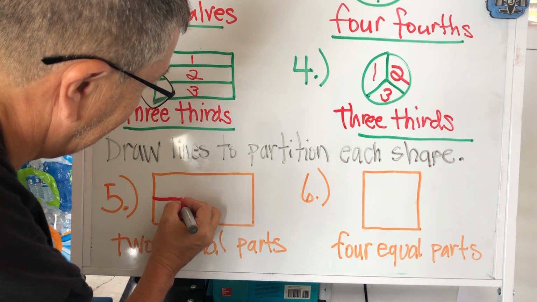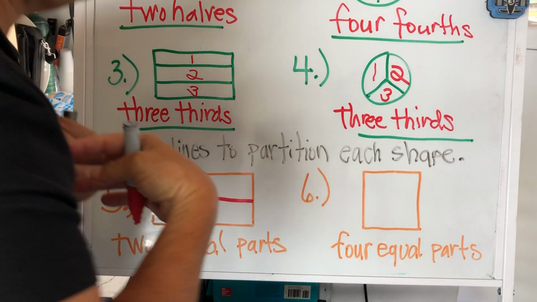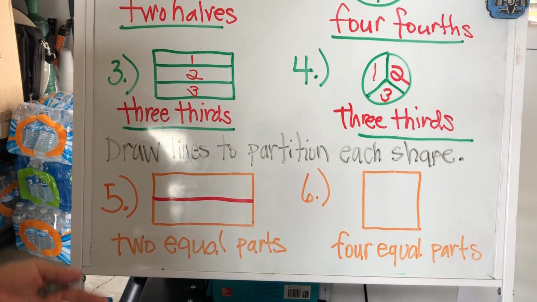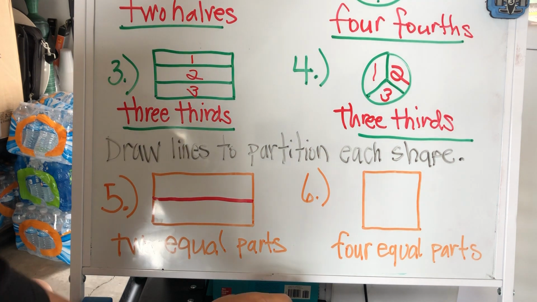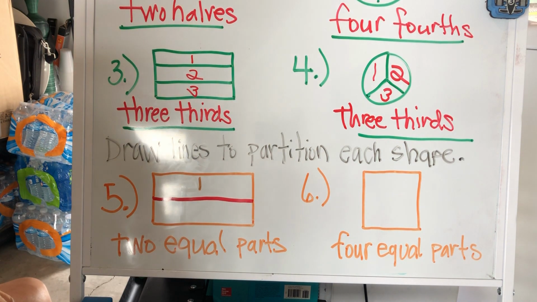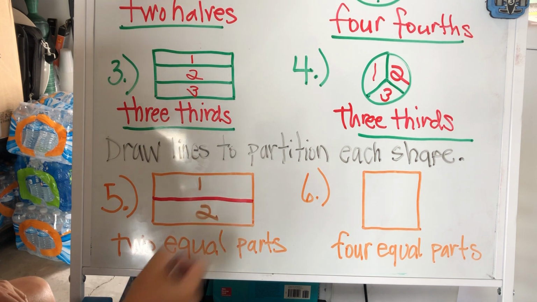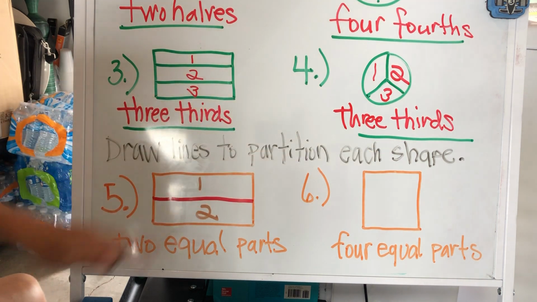So if this was like a cake or something, and I wanted 2 equal parts, one for me and one for my friend, I have to cut it equal. We want to share and be fair. So let's see if we have 2 equal parts. Well, let's count. 1, 2. So did we draw lines to partition this shape?